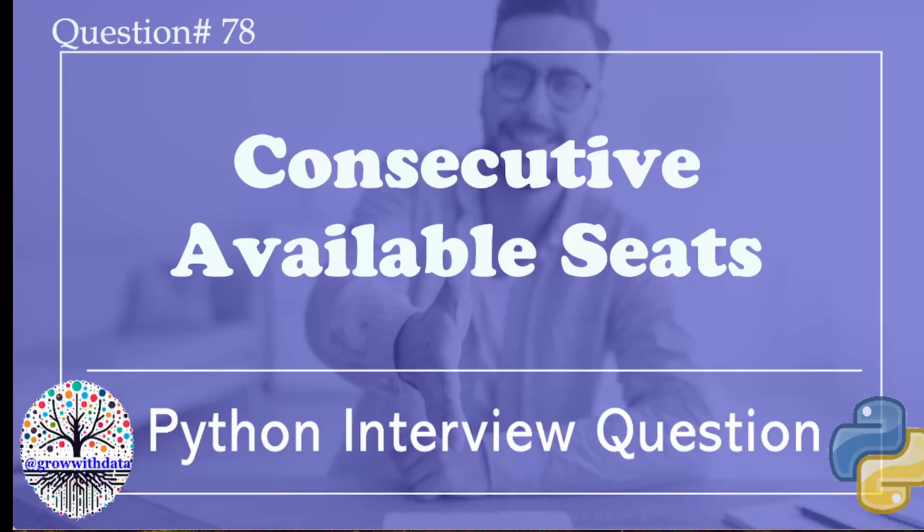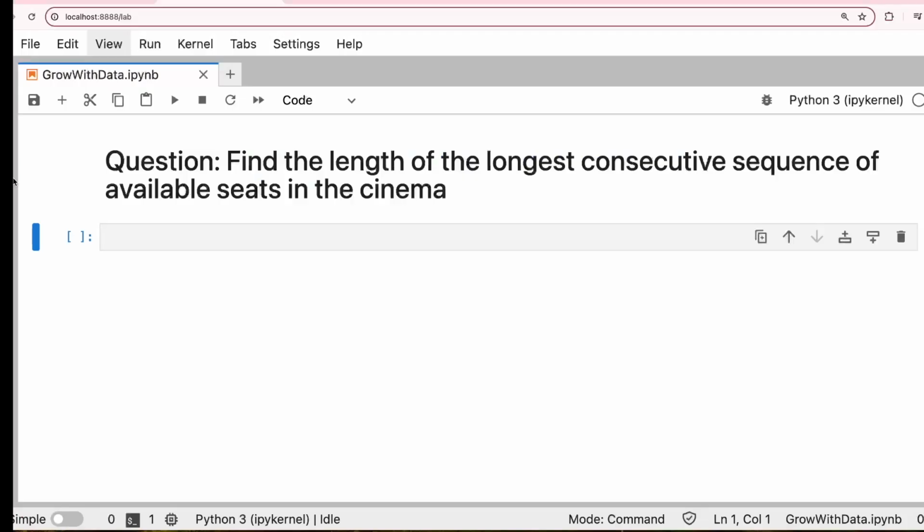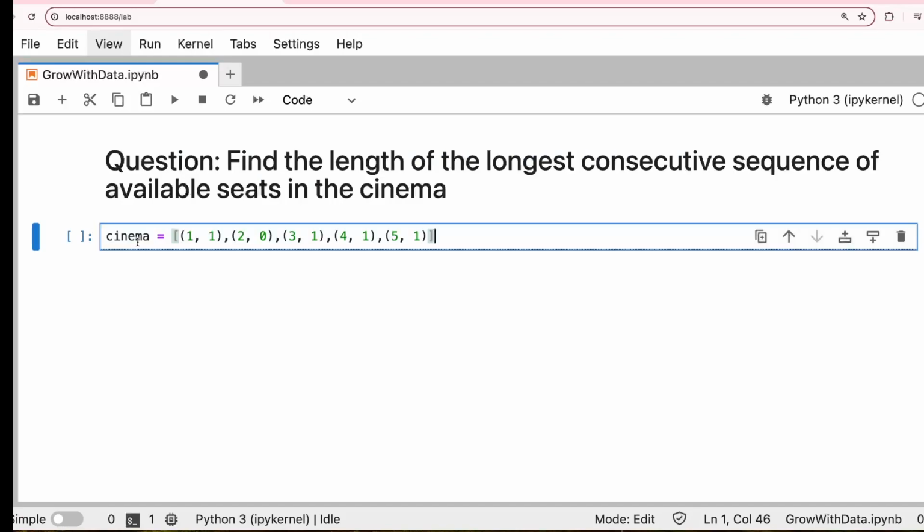Now let's see the sample input data and talk about the question in detail. We are given an array cinema which has the seat ID and the free flag for all the seats. In the cinema hall, a few seats are occupied and a few seats are free. If the free flag, the second element of the first set, is 1, that means the seat is available. If it is 0, that means the seat has been occupied. So we are asked to find the longest consecutive sequence of available seats in the cinema.